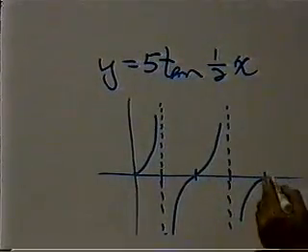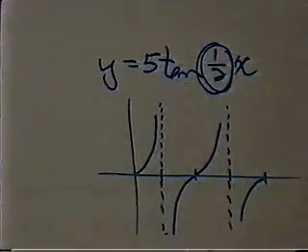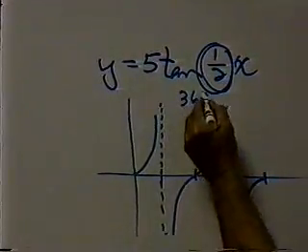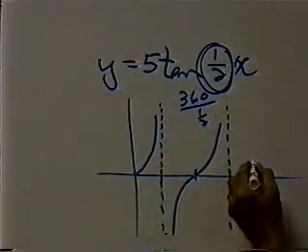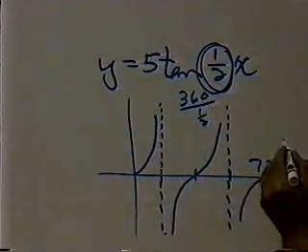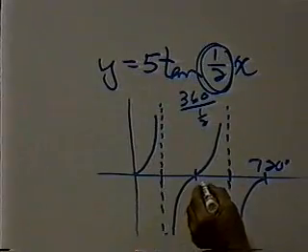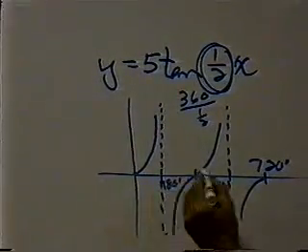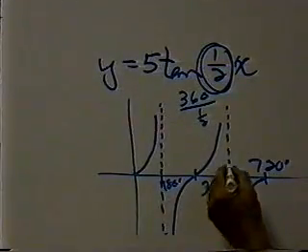okay. Now, 360 divided by 1/2, you invert and multiply. 360 divided by 1/2, therefore this is 720 degrees. Okay, this would then be 360, and this would be 180, and then added to that, make this 540.